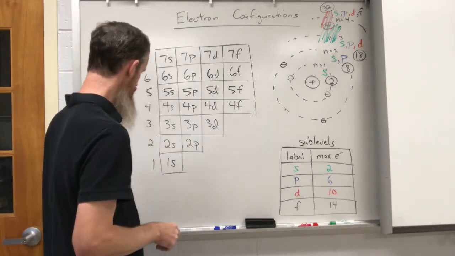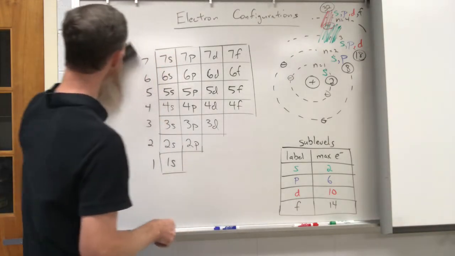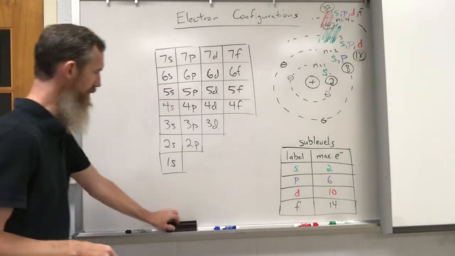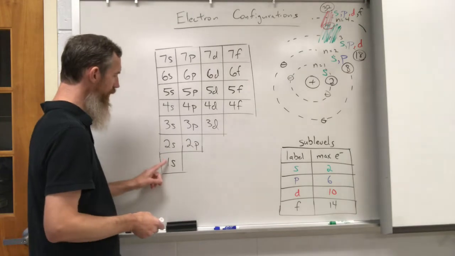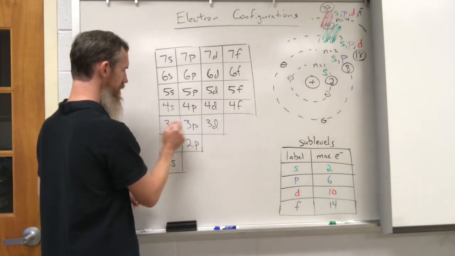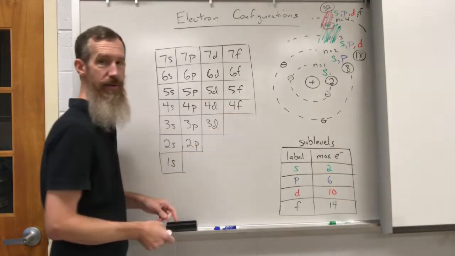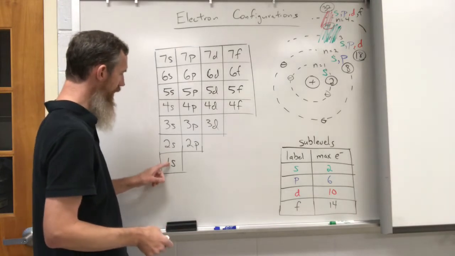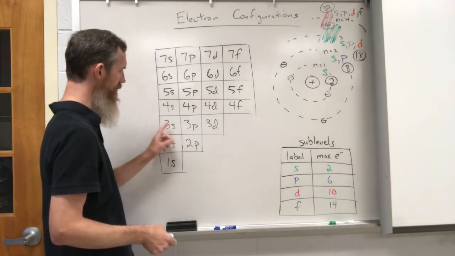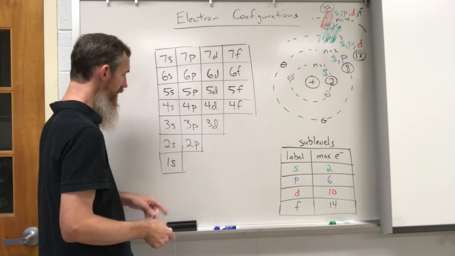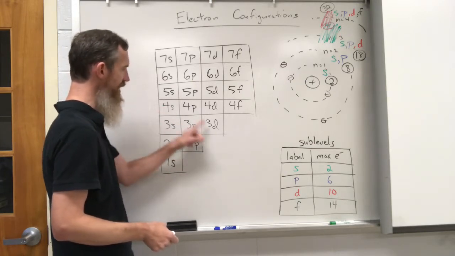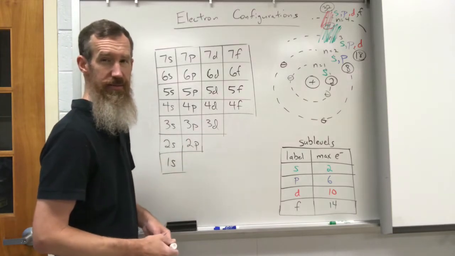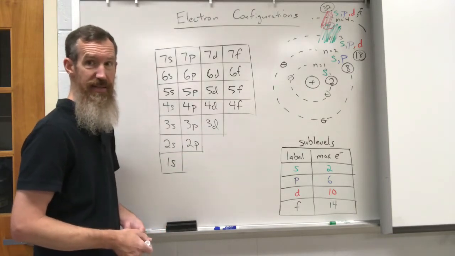Now, I'm going to erase this for now. Keep it nice and clean. So what happens is these don't fill in that way. We just noticed that. We didn't go 1s, 2s, 2p, 2s, 3s, 3p, 3d. We saw that it went 1s, 2s, 2p, 3s, 3p, 4s, then 3d, with the titanium example.